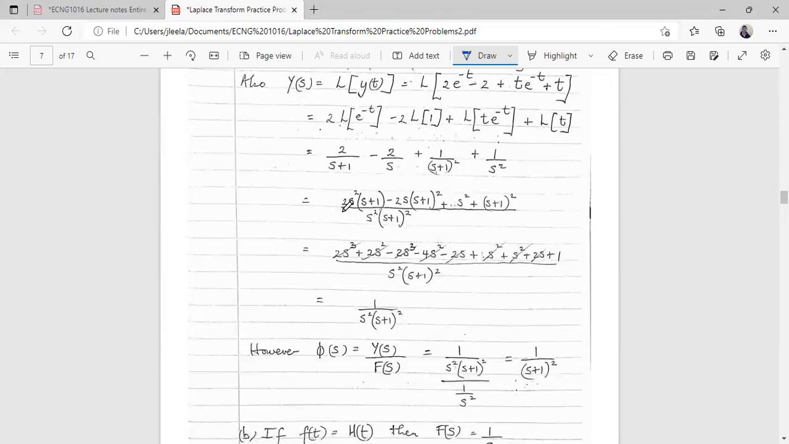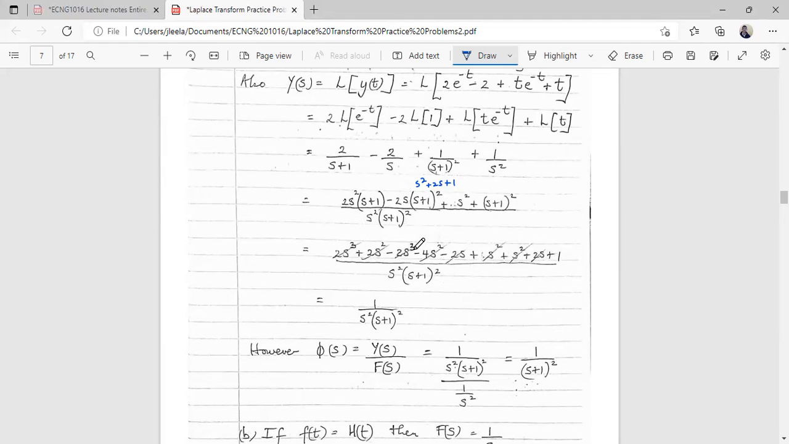So when we expand this out here, we get 2s cubed plus 2s squared. You know, it's always good to write it out so you will see what's happening, right? This will be s squared plus 2s plus 1. So you get minus 2s cubed minus 4s squared minus 2s plus s squared plus s squared plus 2s plus 1.